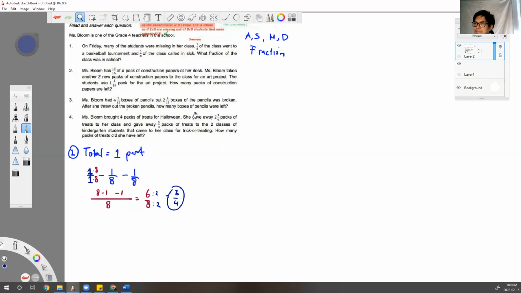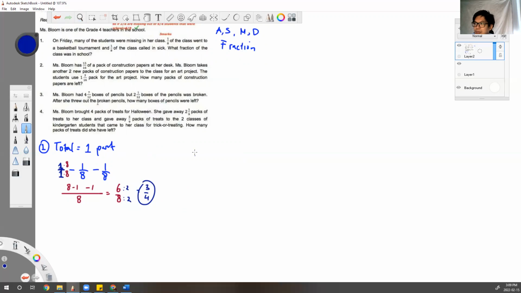Now, number 2. Look at the question. Miss Bloom has 15/16 of a pack of construction paper at her desk. She takes another 2 new packs of construction paper to the class for an art project. The students used 1 3/16 packs for the art project. How many packs are left? First things first. Miss Bloom has the first amount of pack, 15/16, and she takes another 2 packs. So she adds, right? So plus 2. If you don't have the fraction, write 2/1, make it simple. Make everything a fraction. And then the students used some, so when it is being used, you have to subtract, right?